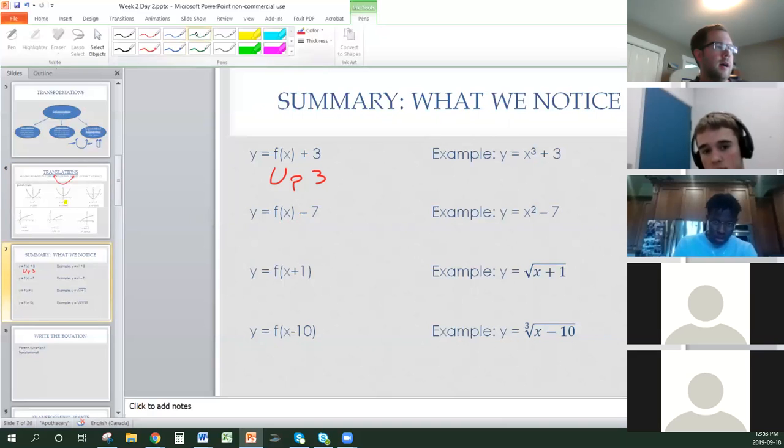Noah, when it's y equals f(x) minus 7, what's happening to the graph there? So we'll go down 7. Down 7, exactly. And here would be an example of that. Notice how it's outside of the x squared.